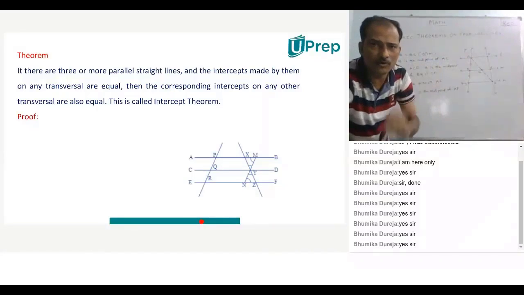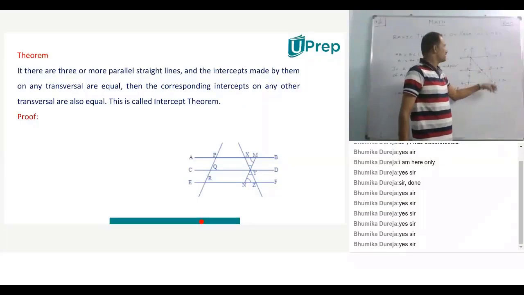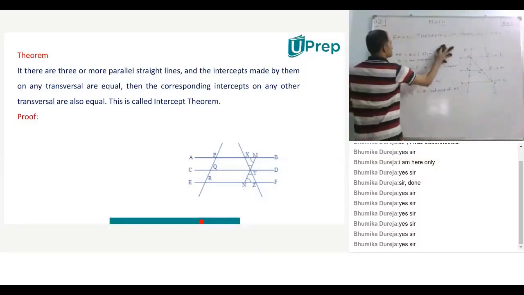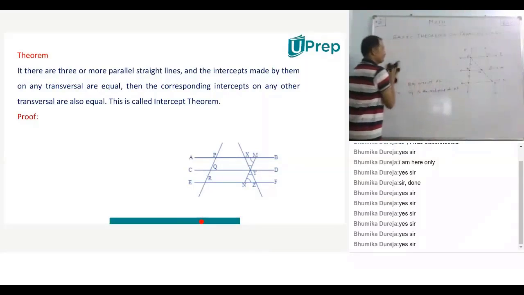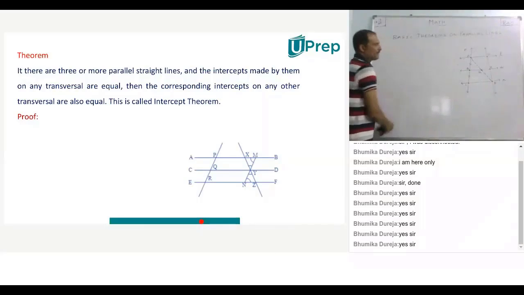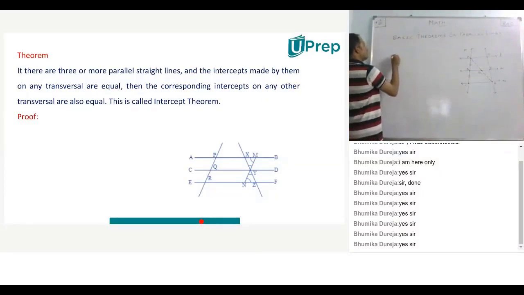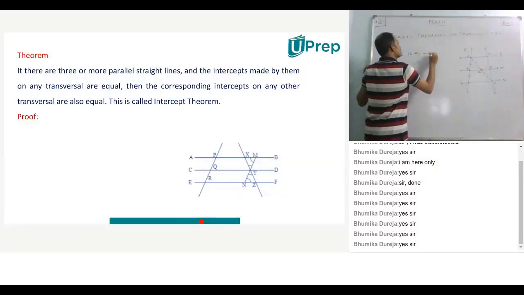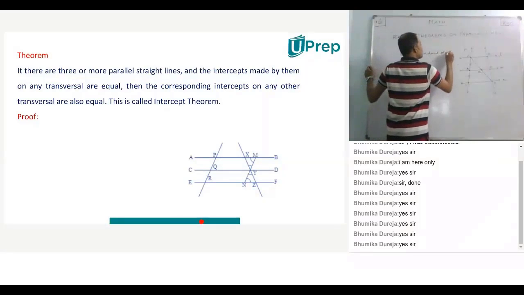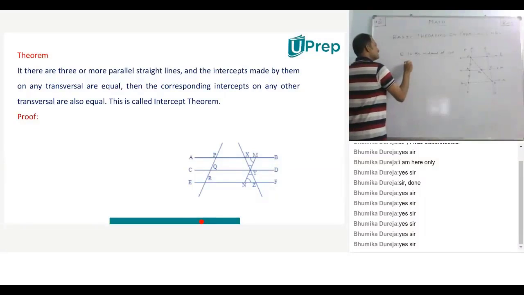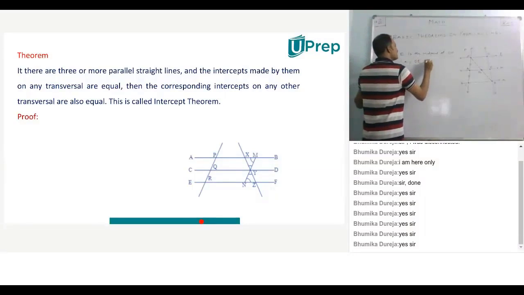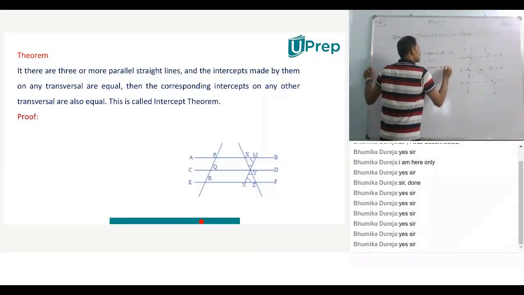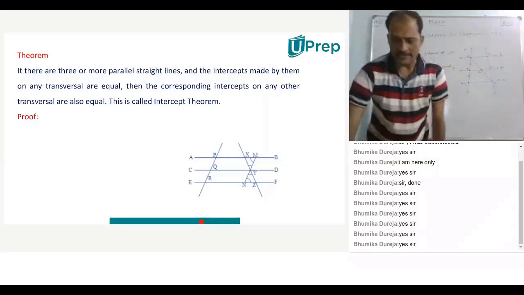Next line. Therefore, GE bisects DF. Next line. Therefore, E is the midpoint of DF. That is, DE is equal to EF. Hence proved. I think that we have proved it.